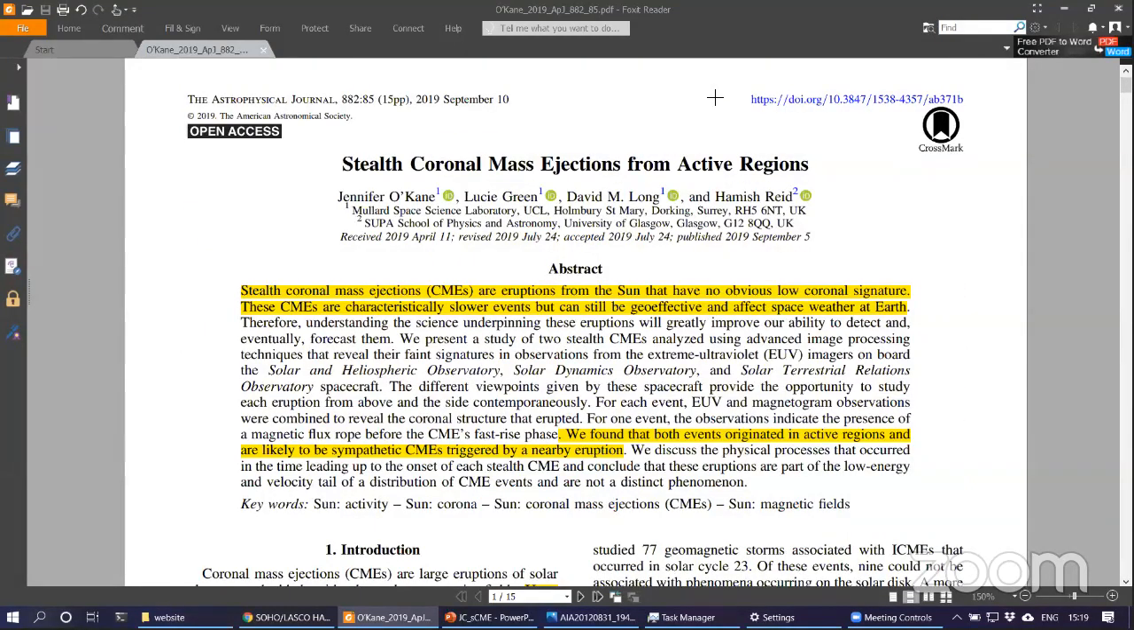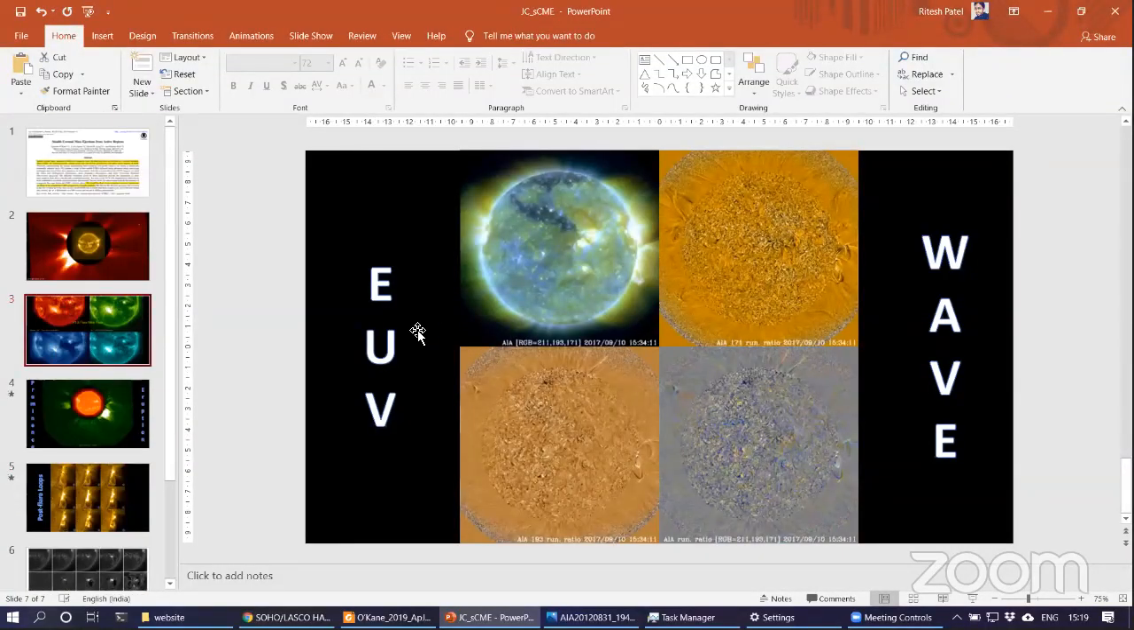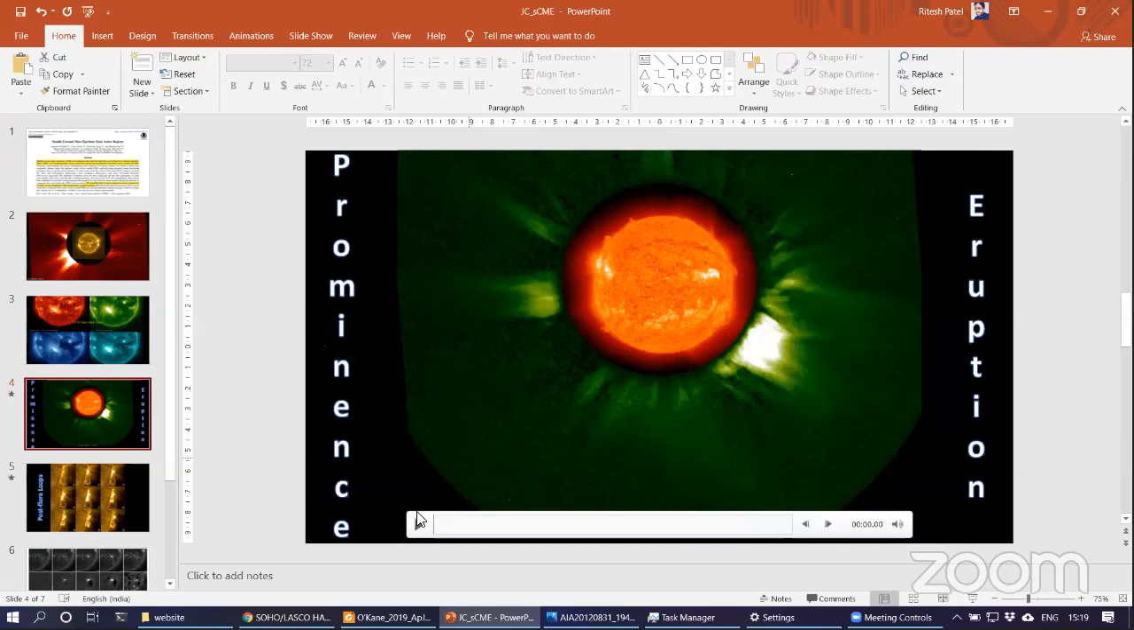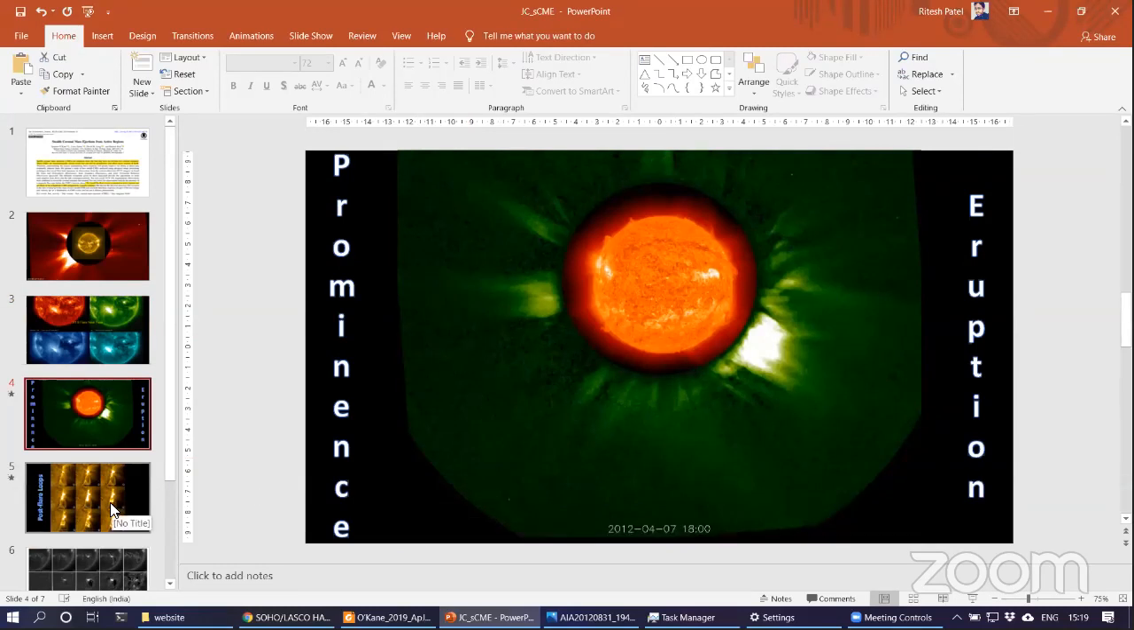It's a curiosity question: why do you call them stealth? Ma'am, these appear in the coronagraph images, in white light images, but they do not have the general signatures which I showed in the presentation, like an X-ray flare, a prominence eruption, any wave associated, or any post-flare loop. Since there is not much evidence of where these are originating from, they were termed stealth CMEs.